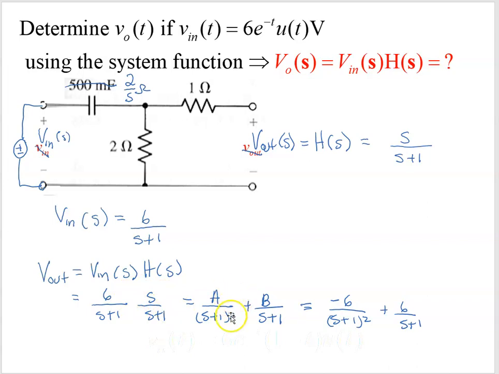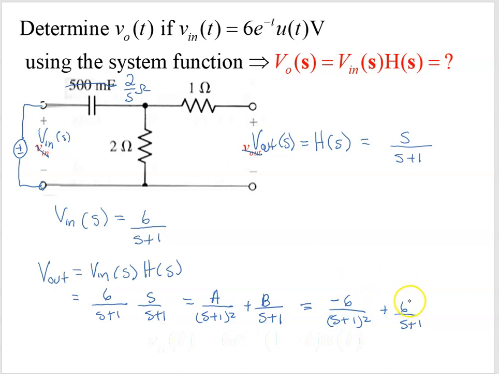Then we can use our partial fraction expansion. That's going to be a over s plus 1 squared plus b over s plus 1. We can use the cover-up method to find a. We just get a is equal to negative 6, and then we can do the first derivative.